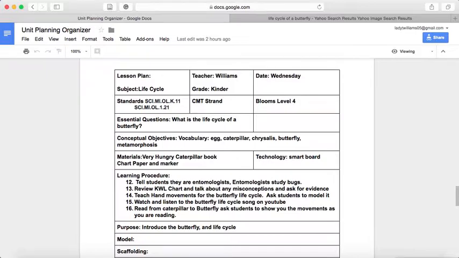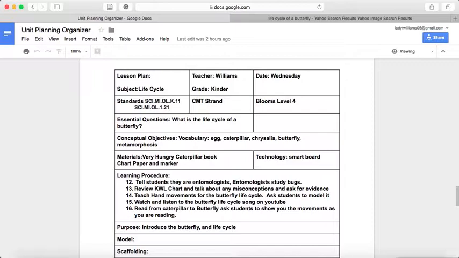At the end of the unit, there are 2 assessments. One would be the life cycle of a caterpillar, being able to put them in order, and the second one is to circle the needs of living things. So in kindergarten, those are both developmentally appropriate.